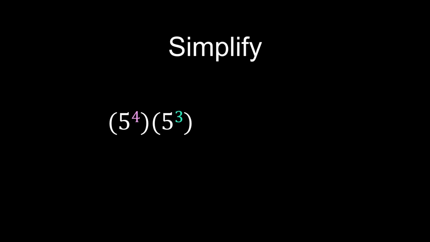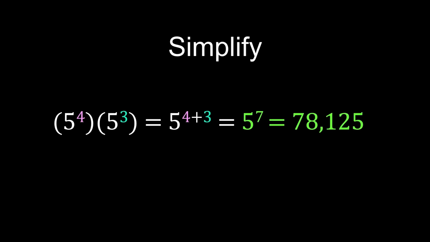With 5 to the 4th power times 5 to the 3rd power, we're going to apply the product of powers rule because we're multiplying expressions with the same base. This rule says that we keep the base, in this example the 5, and we add the exponents 4 plus 3. 4 plus 3 equals 7, so this expression simplifies to 5 to the 7th power. 5 to the 7th power is equal to 78,125.